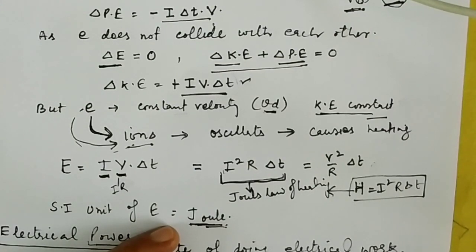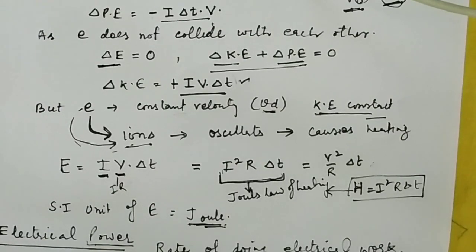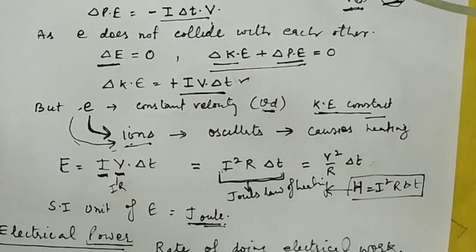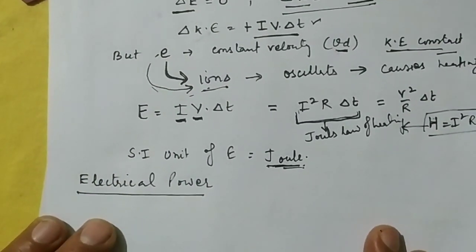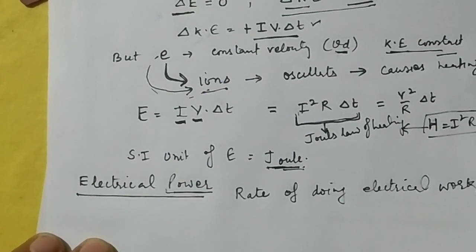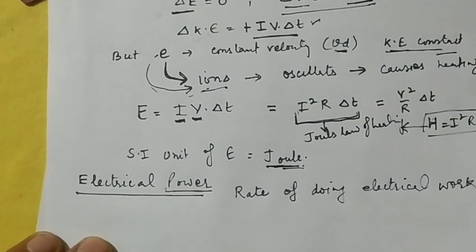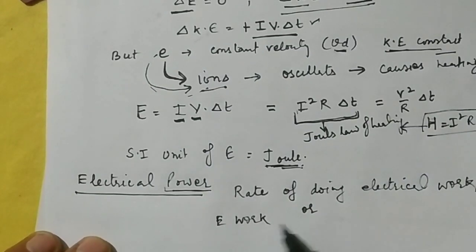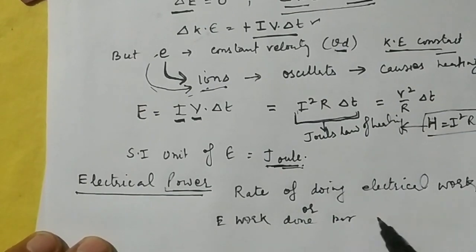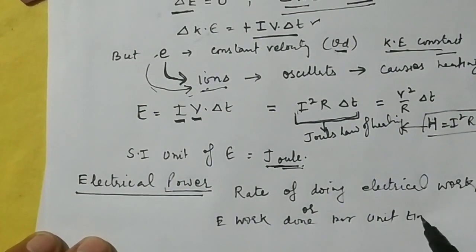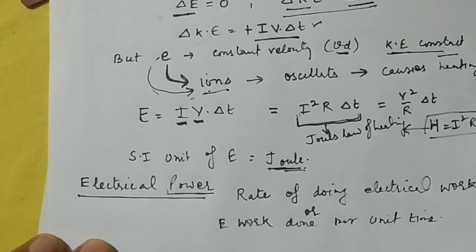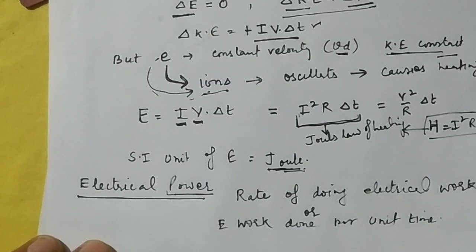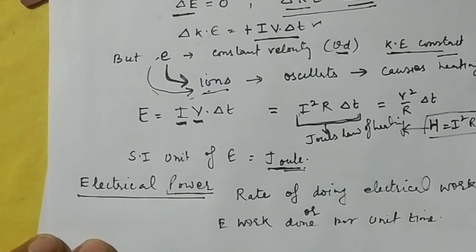The SI unit of work done and energy, and all types of energy, is Joule, either electrical energy or mechanical energy. So now let us discuss electrical power. Electrical power is the rate of doing work, or we can say it is the electrical work done per unit time. That means how much work it does in one second, how many joules of work it does. So that is the power of the electrical device.